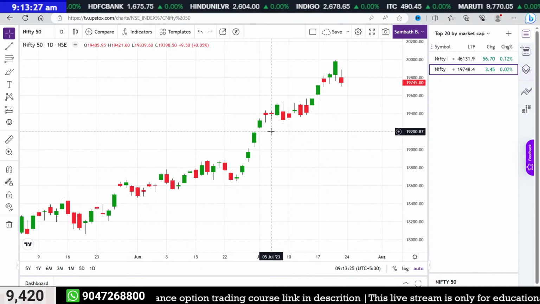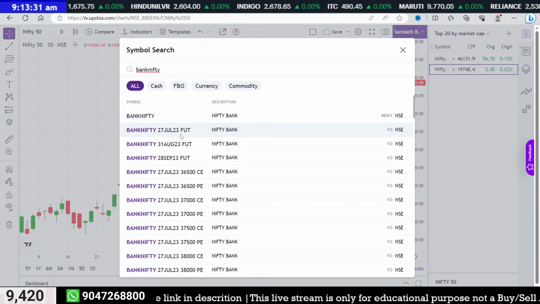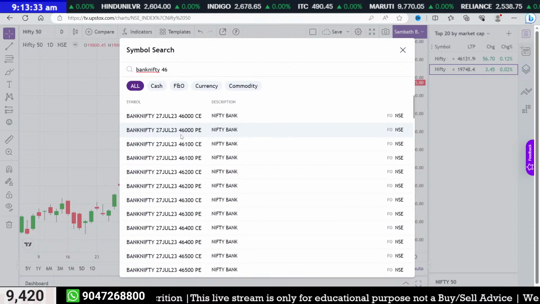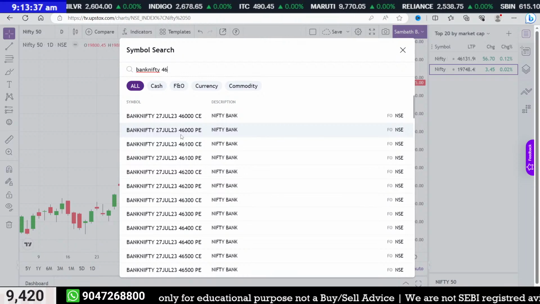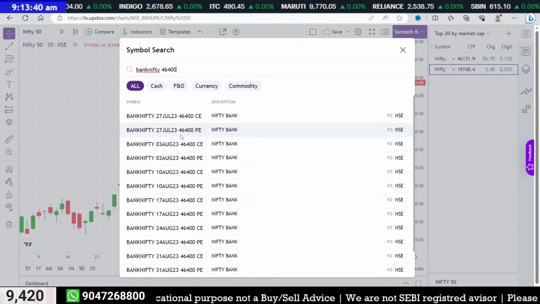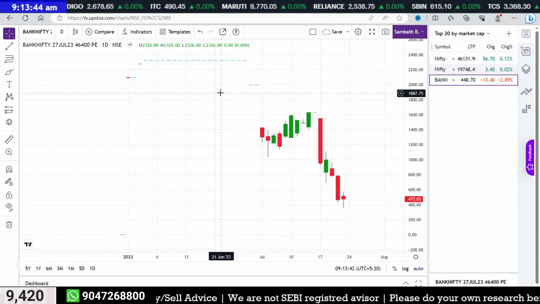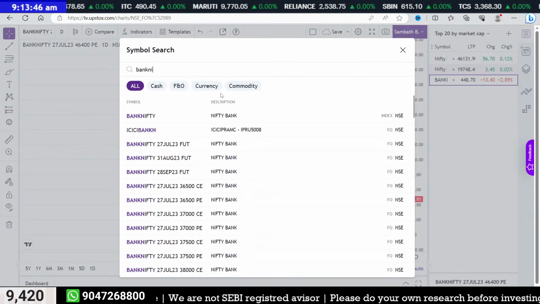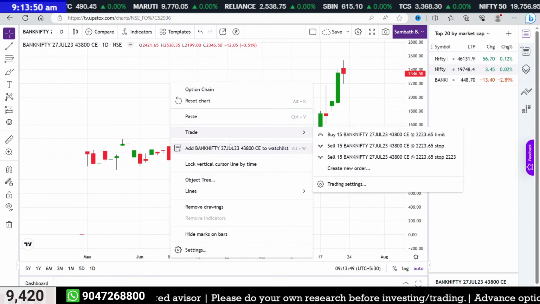And one more thing, what should be the Bank Nifty options? Maybe around Bank Nifty 46,000 now. The 46,400 put option we can add, and if it is a call option, 43,800. With these two strike prices we can focus on an opportunity.